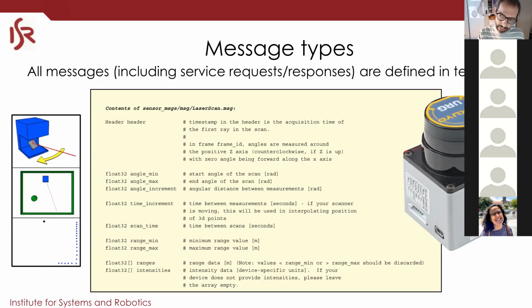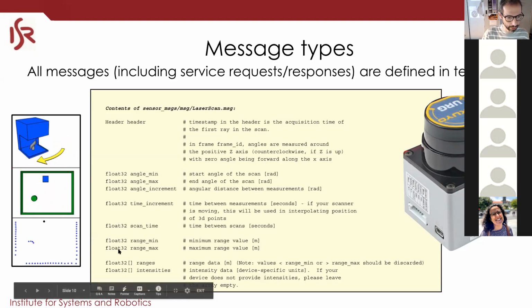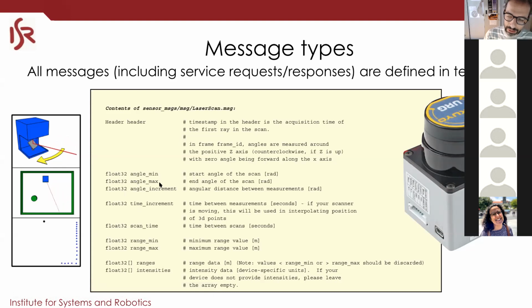Every time it has a scan, the driver publishes a message with all of these points. So this is the data structure that you get in one message. You have angle min and angle max, the minimum and maximum angle of this laser. Angle increment is how many radians you go from one laser shooting to the next laser shooting. Then time increment and scan time are not very relevant.